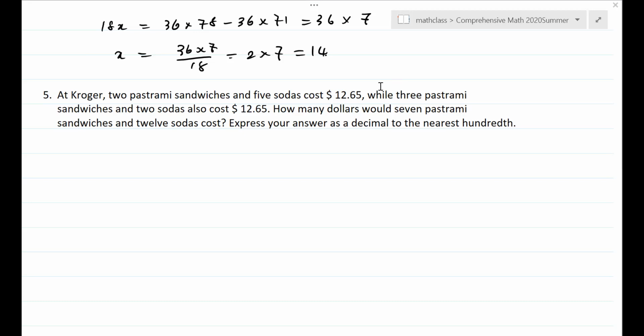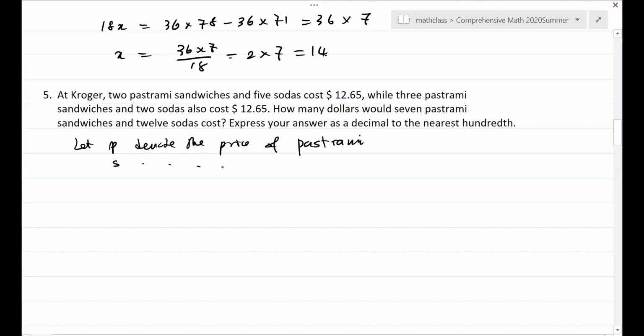Okay, so the idea is that you have to introduce variables. You can say let P denote the price of pastrami. I have never eaten this before. And let S denote the price of soda.